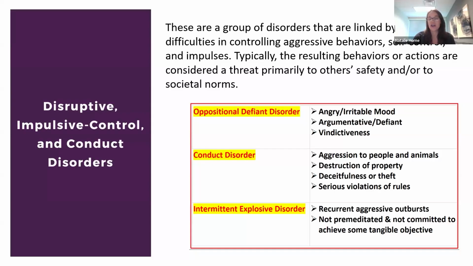And conduct disorder in childhood can be a precursor for antisocial personality disorder in adulthood. Although we're not talking about personality disorders today, we do know that conduct disorder or some sort of symptoms in childhood is required for an adult to be diagnosed with antisocial personality disorder. And then we have intermittent explosive disorder, which are those recurrent aggressive outbursts, kind of similar to oppositional defiant disorder, but there is not any sort of objective or reason that they're doing it that you can actually put your finger on. They're not premeditated. It's just that lack of being able to control their impulses and acting out on their aggression. And within this category, we also have pyromania and kleptomania.